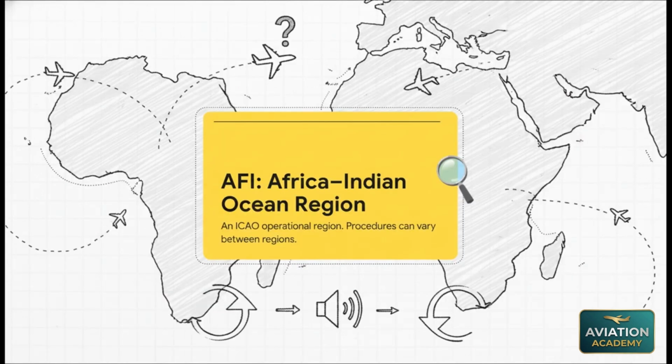Okay, now let's zoom out a bit with AFI, which stands for the Africa Indian Ocean Region. You see, the International Civil Aviation Organization, ICAO for short, divides the entire globe into these operational regions. And knowing what region you're operating in is critical because, while the language is standard, the specific rules and procedures can definitely change from one region to the next.